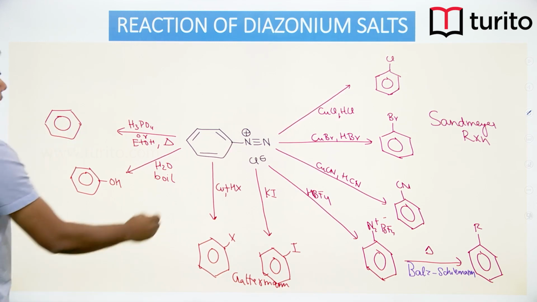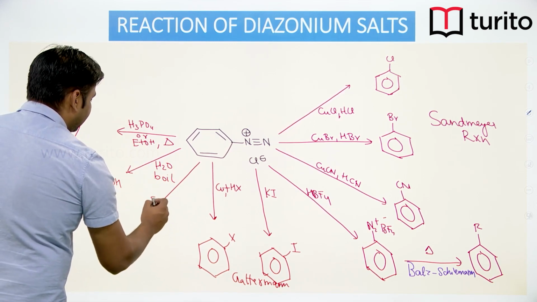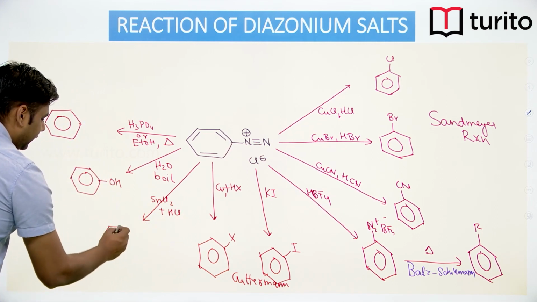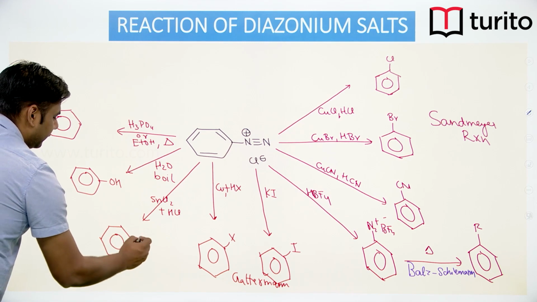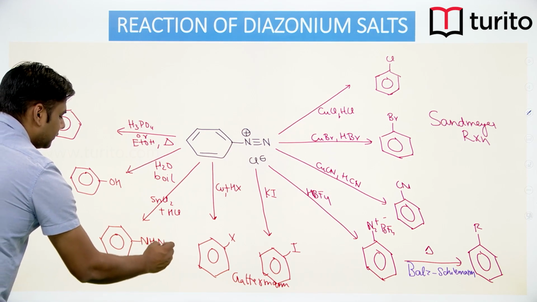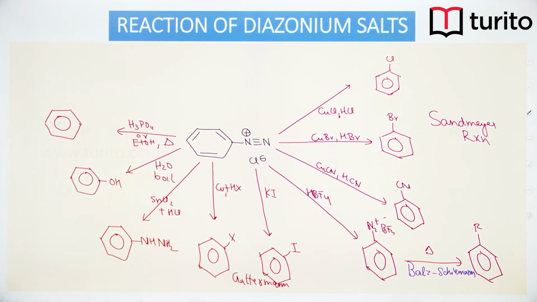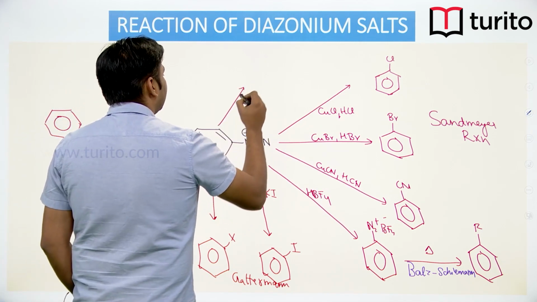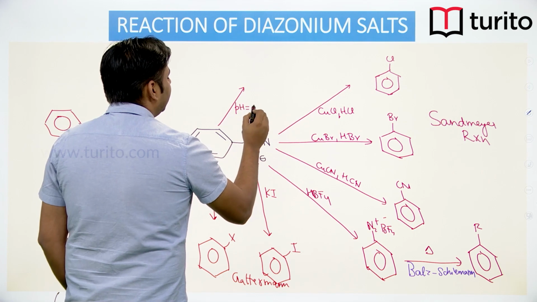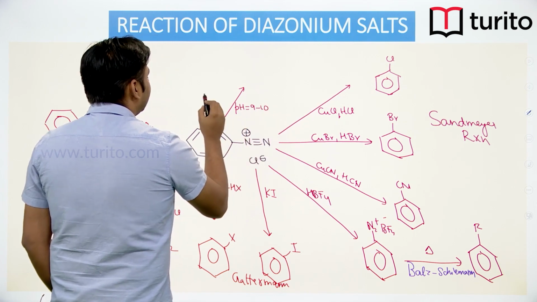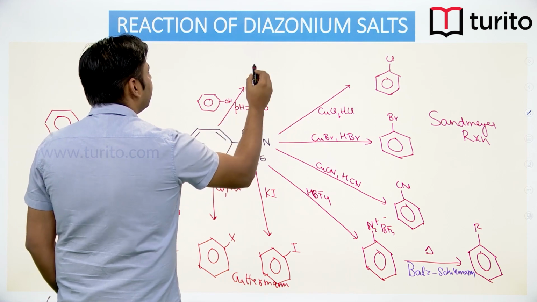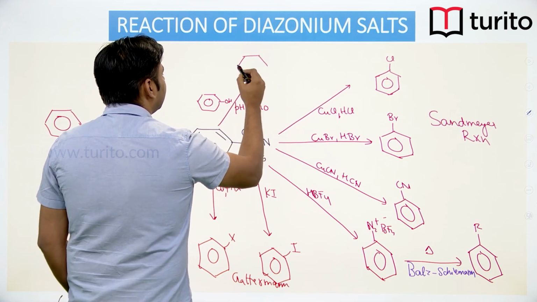Okay. Now when you react this with SnCl2/HCl, we get phenylhydrazine. Okay. Now when we react this with phenol in an alkaline medium, suppose we are taking pH as 9 to 10, we are reacting with this phenol, so we will get an azo dye.